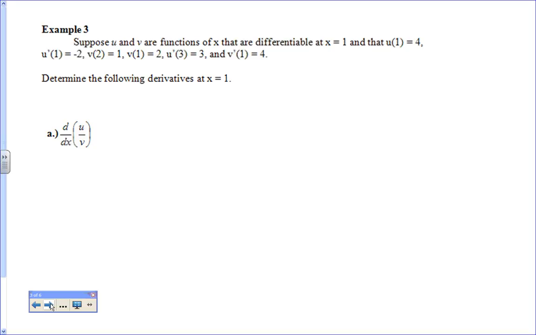So again, we have two functions, u and v, that are differentiable at x equals 1. Do I know if u and v are differentiable anywhere else? Nope. But I know they're differentiable at x equals 1. And I got a bunch of information here about various numbers here. So let's see what we can do. Determine the following derivatives at x equals 1. Okay. Well, here's u over v, right? So we have to take the derivative.